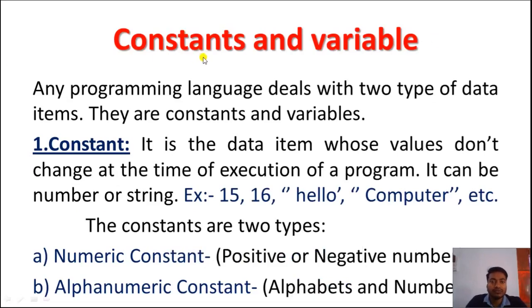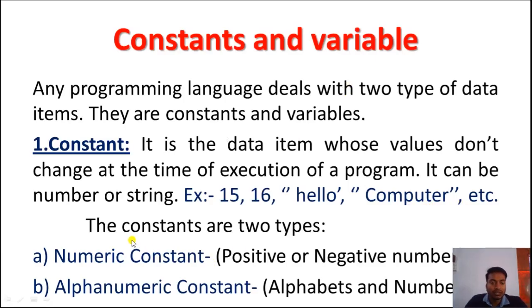Now let me discuss what is constant and variable. Any programming language deals with two types of data items. They are constants and variables. First, constant. It is a data item whose values don't change at the time of execution of a program. That means once we assign the value, that will not change at the time of execution. It can be a number or a string. So numbers you can see like 15, 16, and hello, computer, these are strings. So this will not change at the time of execution.